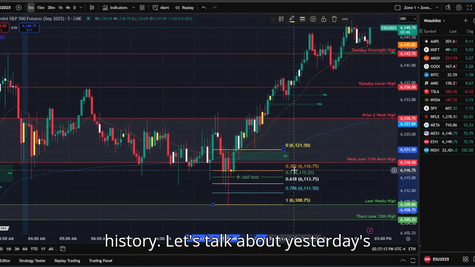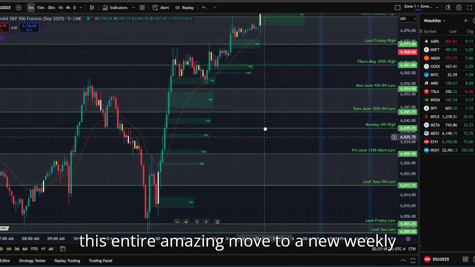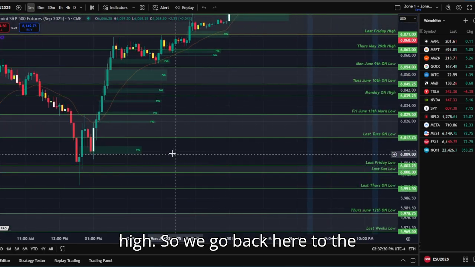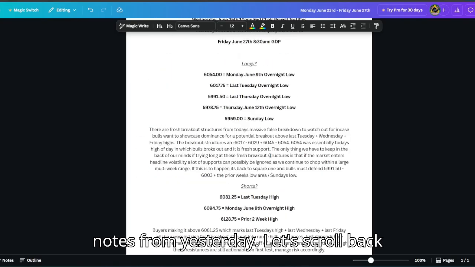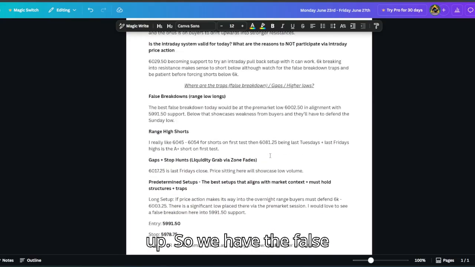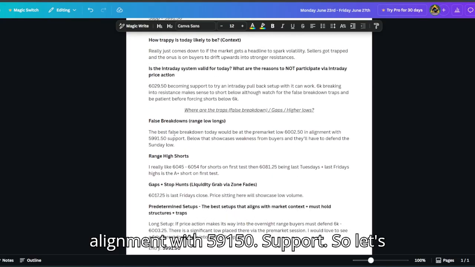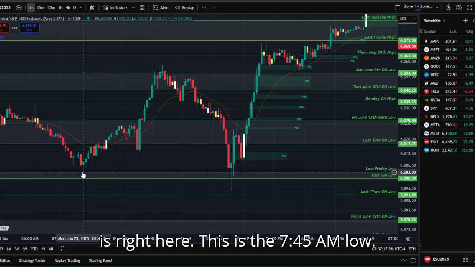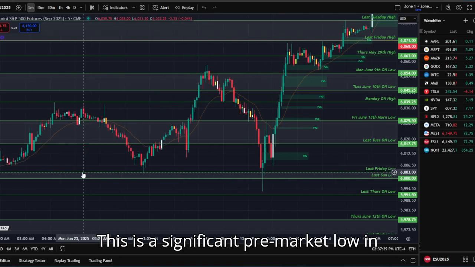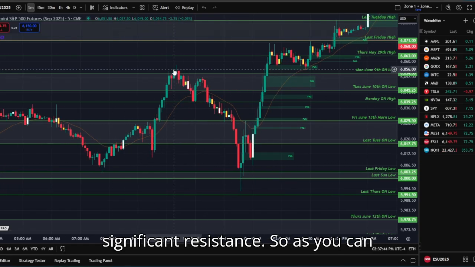Let's talk about yesterday's false breakdown, which really ignited this entire amazing move to a new weekly high. So we go back here to the notes from yesterday. Let's scroll back up. So we have the false breakdown of 6,250 in alignment with 59,150 support. So let's go back to the chart. 6,250 is right here. This is the 7:45 a.m. low. This is a significant pre-market low which catapulted the chart into the next significant resistance.